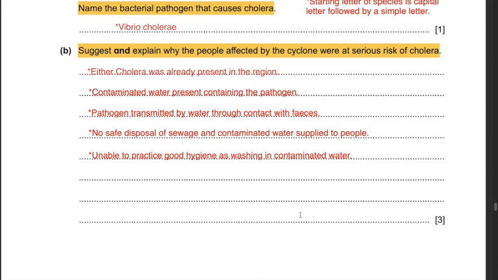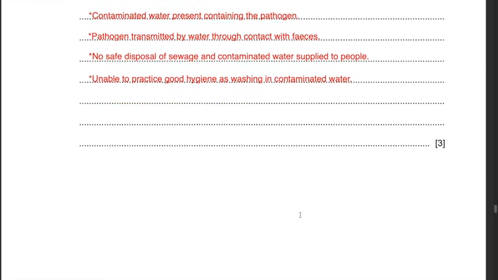You could also mention contaminated water present containing the pathogen, therefore the pathogen is transmitted by water through contact with feces, no safe disposal of sewage and contaminated water supplied to people, unable to practice good hygiene as washing in contaminated water. So suggestions and explanations are these. Hence these points would land you with 3 marks.